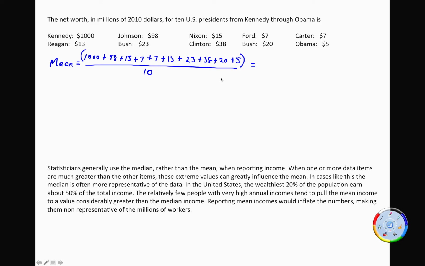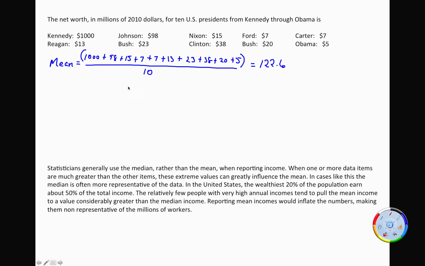So I am going to pull out my calculator and add 1,000 plus 98 plus 15 plus 7 plus 7 plus 13 plus 23 plus 38 plus 20 plus 5, and I get 1,226. So when we divide that by 10, we get 122.6. So the mean net worth of these 10 presidents is $122.6 million.